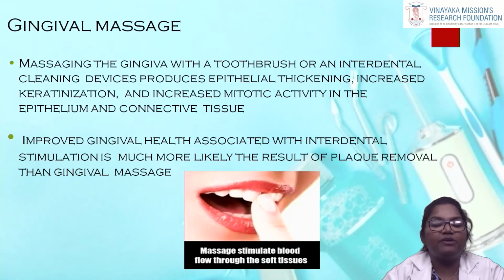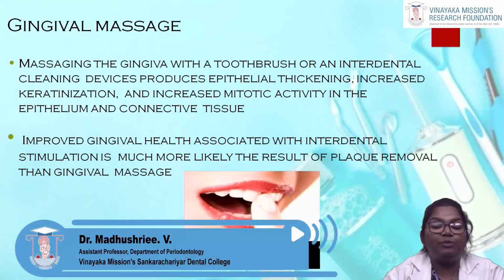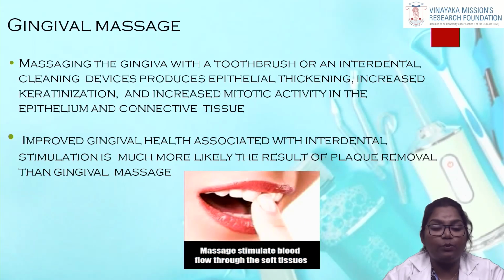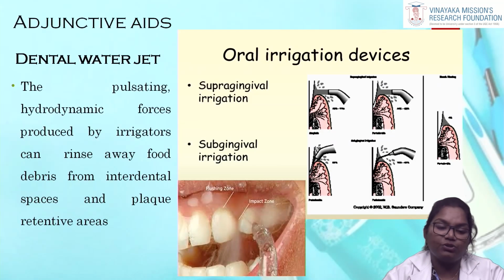So, moving on to gingival massage. Massaging the gingiva with a toothbrush or an interdental cleaning device produces epithelial thickening, increased keratinization and increased mitotic activity in the epithelium and the connective tissue. Improved gingival health has been associated with interdental stimulation, which is much more likely a result of plaque removal than gingival massage. Massage also helps in stimulation of blood flow through the soft tissues.